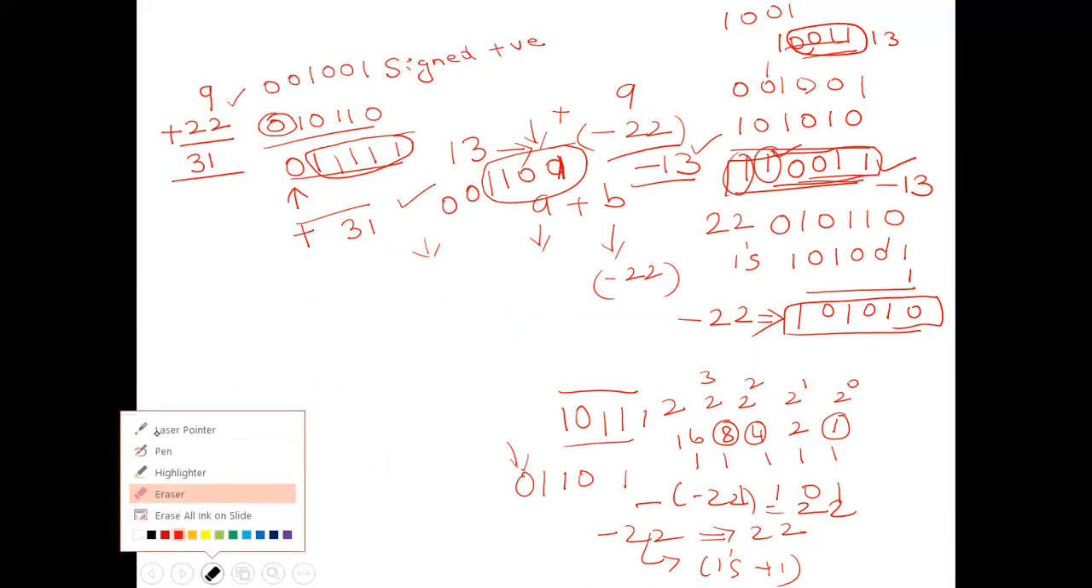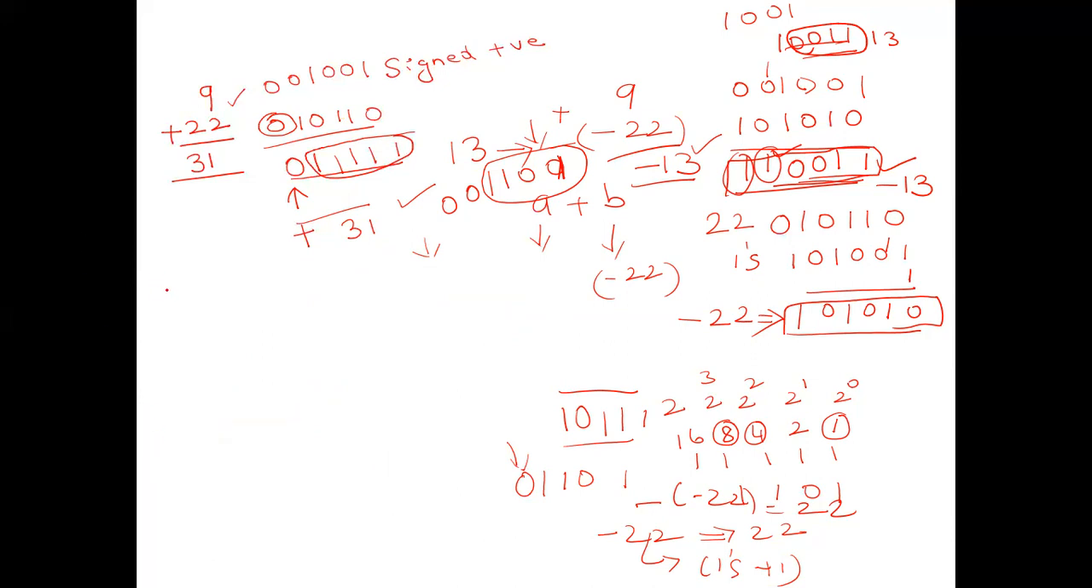See here what example I am going to take: minus 9 plus minus 22. Obviously the answer is minus 31. You know 9. The meaning of 9 is 1001, and this 0 is represented as the sign bit. Okay, and 22, you know what 22 is? 22 is 010110.